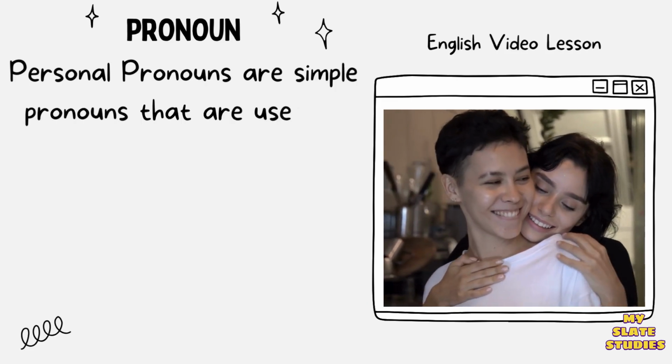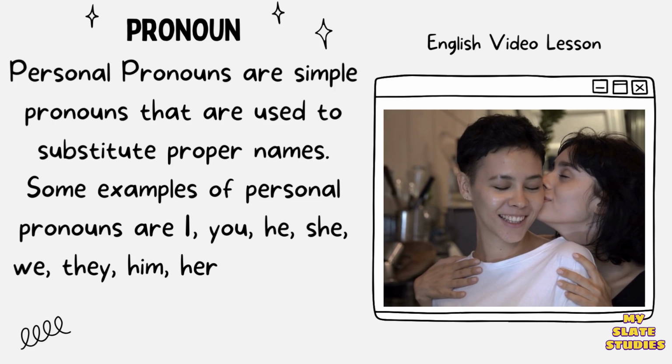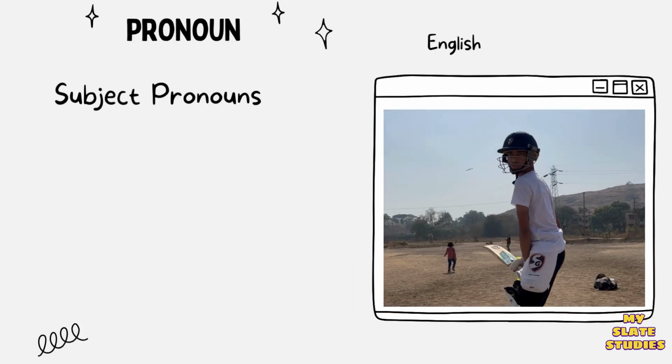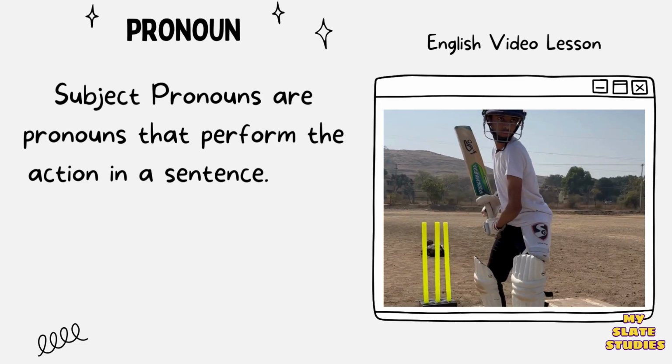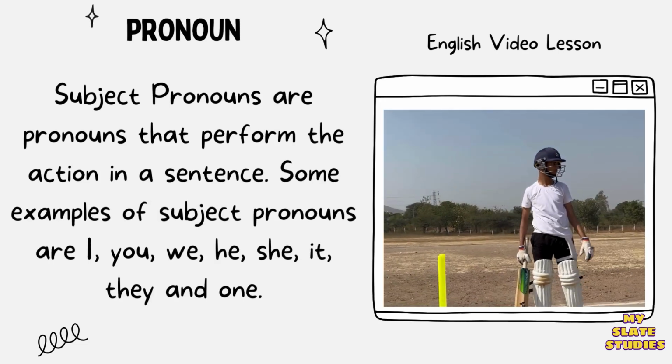Personal pronouns are simple pronouns that are used to substitute proper names. Some examples of personal pronouns are I, you, he, she, we, they, him, her, us, and them. Subject pronouns are pronouns that perform the action in a sentence. Some examples of subject pronouns are I, you, we, she, it, they, and one.